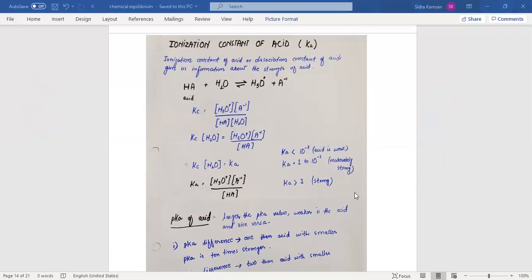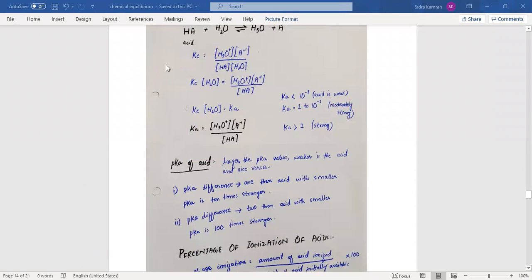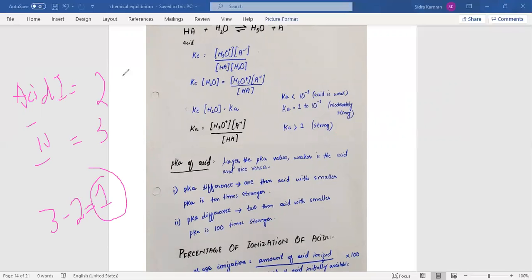Let's talk about the difference between two acids. If there are two acids, for example, acid 1 having a pKa of 2 and acid 2 having a pKa of 3, the difference of pKa between acid 1 and acid 2 is 3 minus 2, that is 1. If the difference between pKa of two acids is 1, then the acid having the lesser pKa is 10 times stronger. Clear?